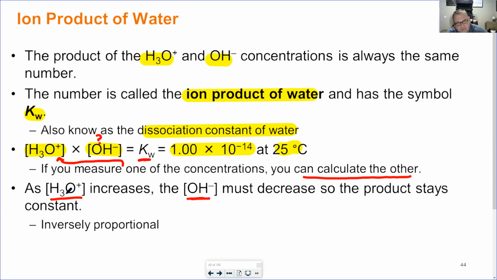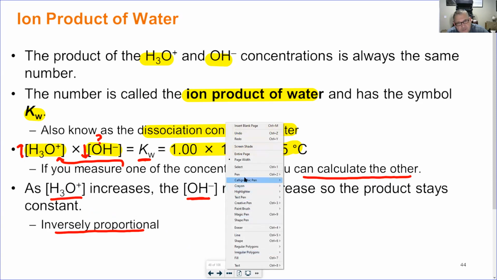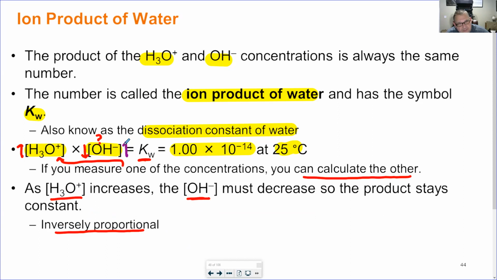So in this equation where they're multiplied by one another, they are said to be inversely proportional. One goes up, the other one goes down. So if the H plus were to increase, the OH minus has to respond by going down. And the converse is true. If the OH minus was increasing, the H plus would decrease or go down in the system.